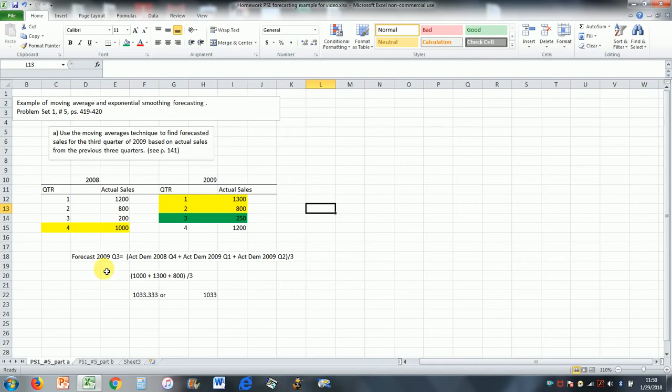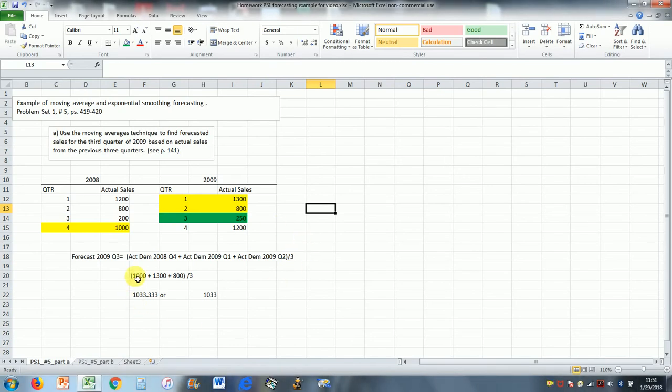And what I've done here is put down the formula as to what it would look like in order to figure out third quarter 2009 forecast. So the forecast for 2009 quarter 3 is going to be the actual demand of 2008 quarter 4, the actual demand of 2009 quarter 1, and the actual demand of 2009 quarter 2. And I'm going to add those up, sum them, and I'm going to divide it by 3. Why 3? Because that's how many periods we have in here. We want to take an average.